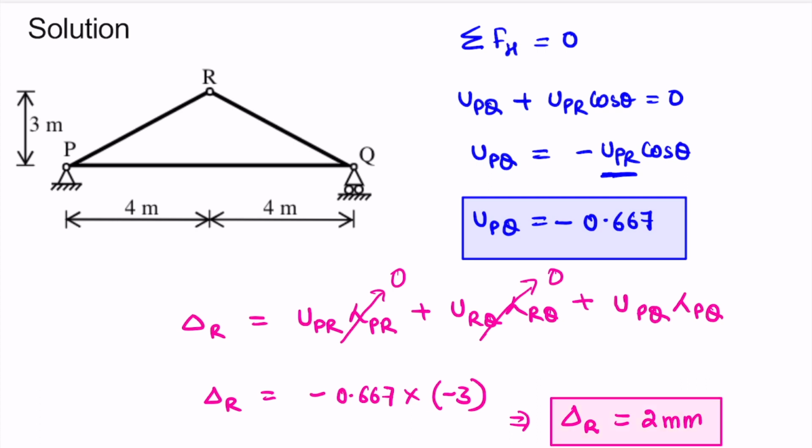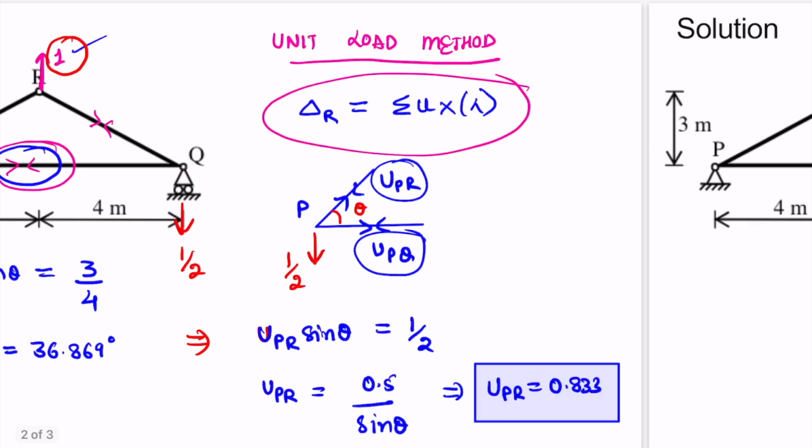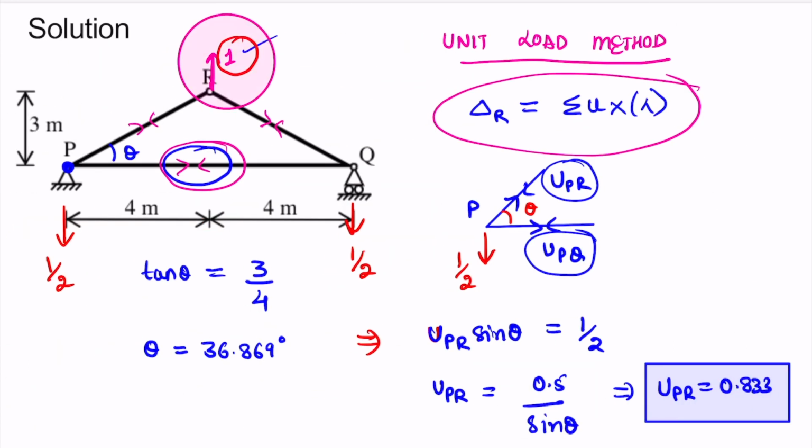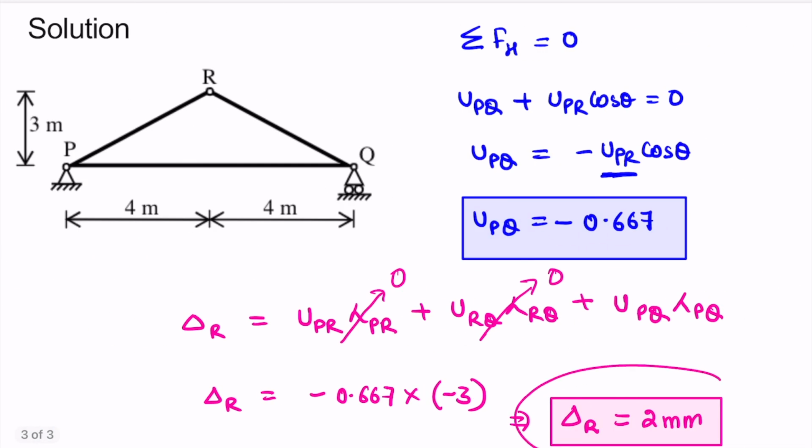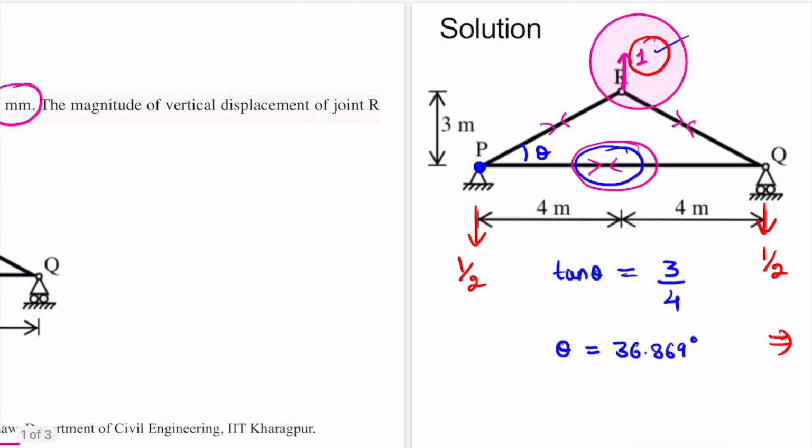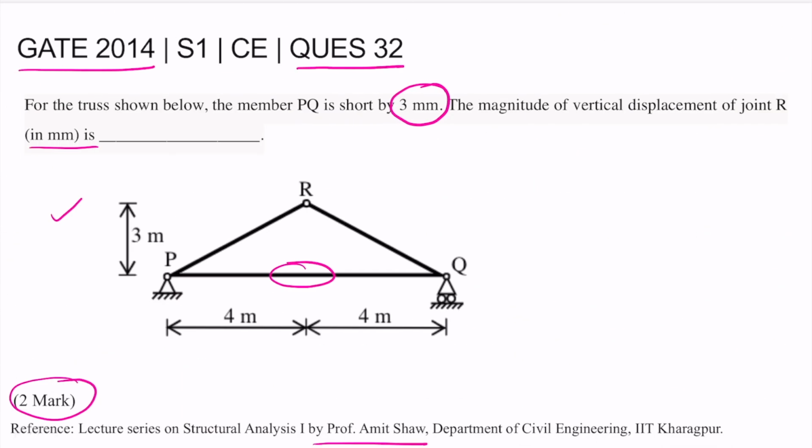So the magnitude of this displacement is 2 mm and the displacement is happening in upward direction. Why? Because we assumed the direction to be upward here and we got our answer positive, therefore our assumed direction is correct. Therefore this joint R will displace by 2 mm in upward direction. And in our question they asked only the magnitude of the vertical displacement in mm, so the answer will be 2.